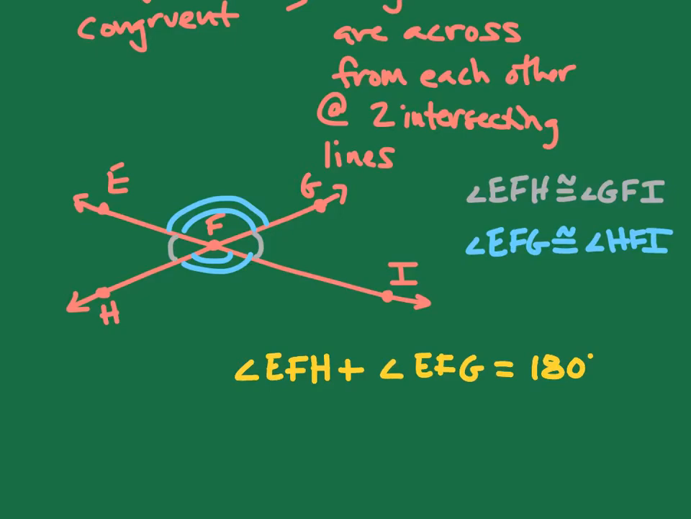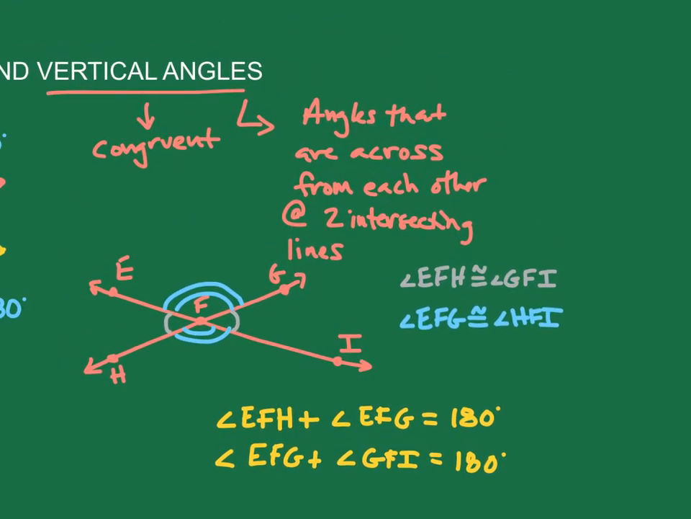Okay, I could also say that angle EFG plus angle GFI, if I add those up, I'm also going to get 180 degrees, okay? And I can do that for all the other ones too. I'm not going to write those out. But whenever you have intersecting lines, you have all these statements that you can make. Opposite angles are going to be congruent, and adjacent angles are going to add up to 180 degrees, okay?